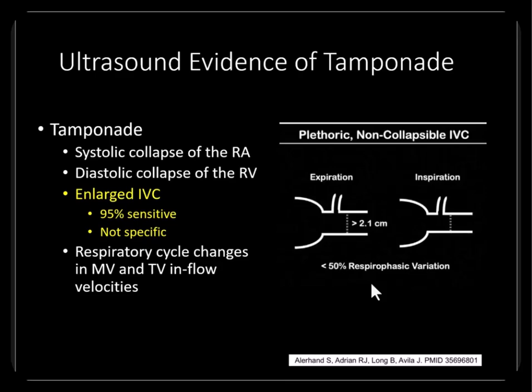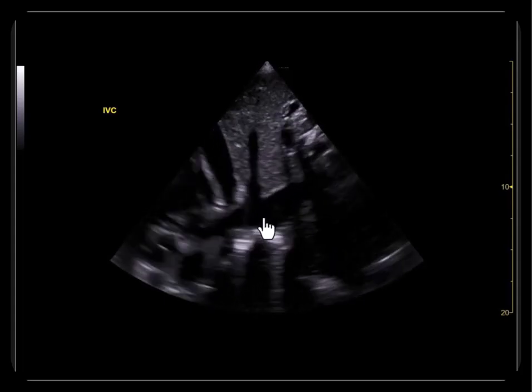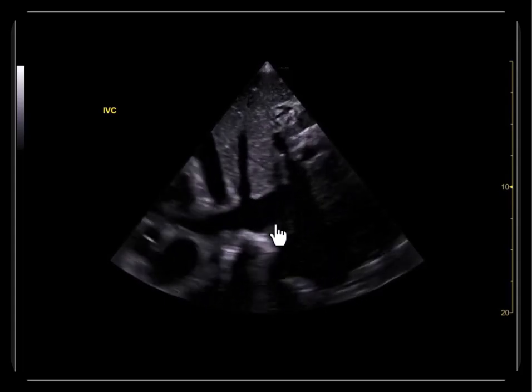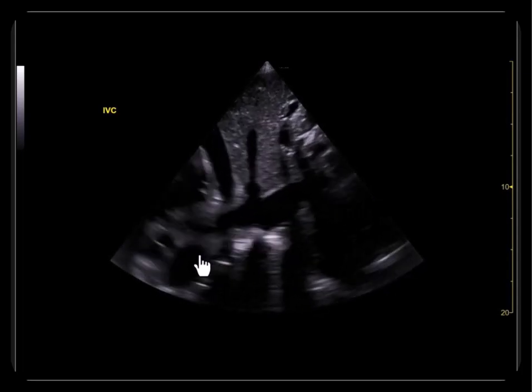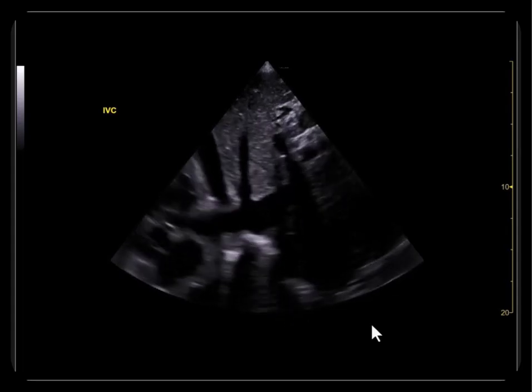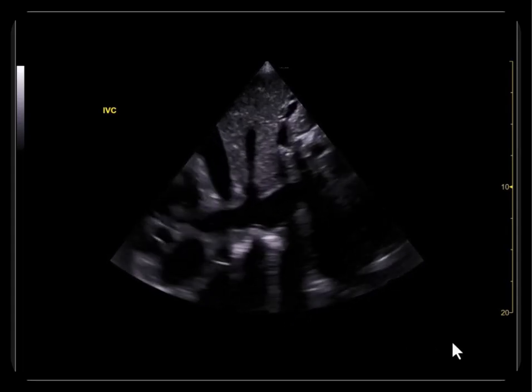So looking at the IVC in this example, we can see there's very little change in the size of the IVC during inspiration and expiration in this patient that has a pericardial effusion. So this patient did have tamponade.